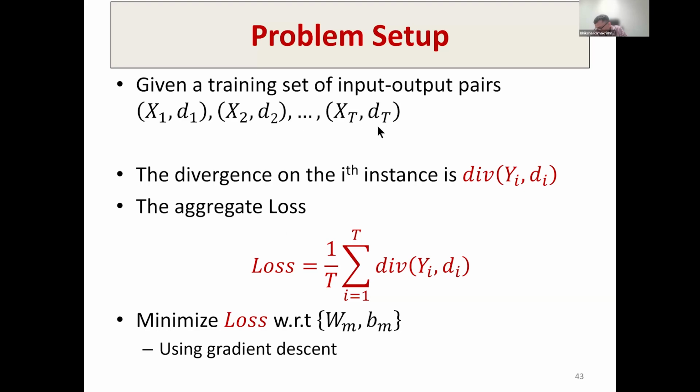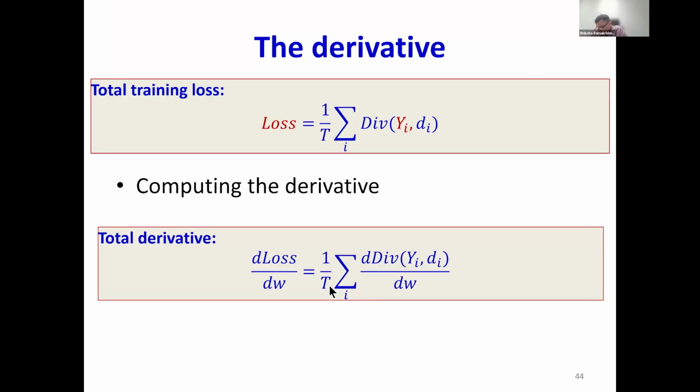So again, you'd be given a training set of input-output pairs, which might be images and class labels. And so if the divergence on an individual instance is represented as div(yi, di), where yi is the output of the network and di is the desired output, then the loss is the average of these divergences over the entire training set. And we want to minimize this loss with respect to the parameters of the network, all the filters and the MLP parameters and biases. So again, the loss is the average divergence over the entire training set.